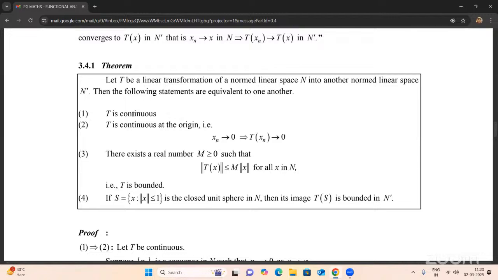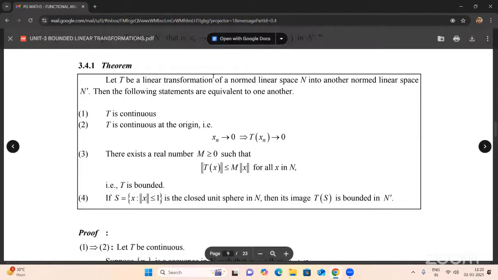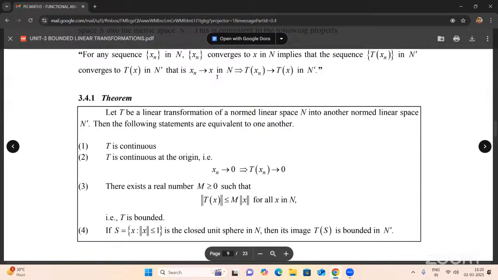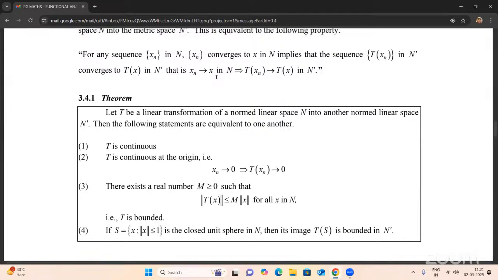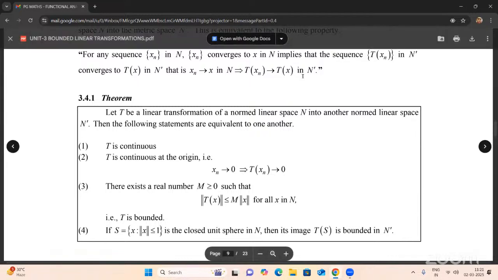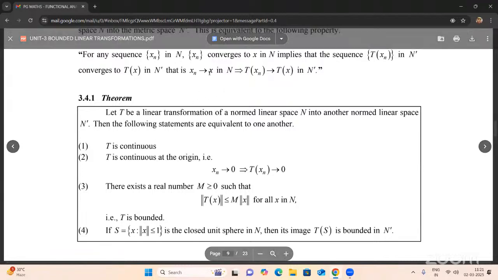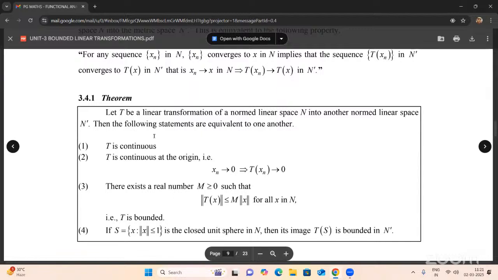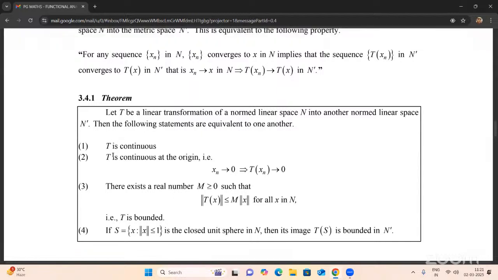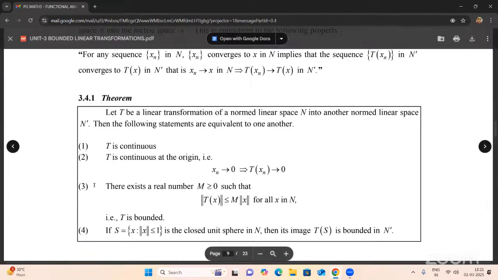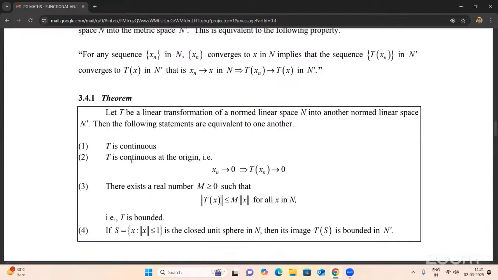What are the conditions? The first condition is T is continuous. The continuity condition is: xn converges to x in N and T of xn converges to T of x in N dash. According to the relation given, this condition is called continuity. So one is equivalent to the second condition: 1 implies 2, 2 implies 3, 3 implies 4 and 4 implies 1.